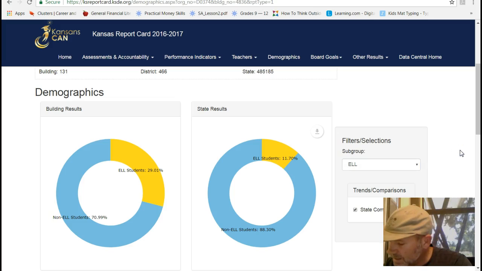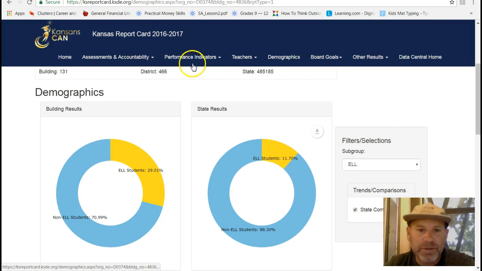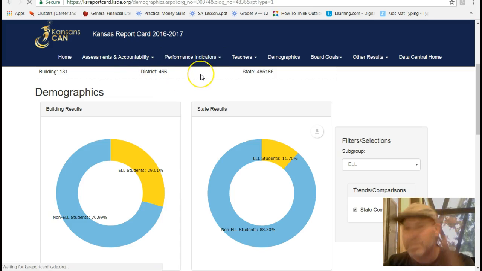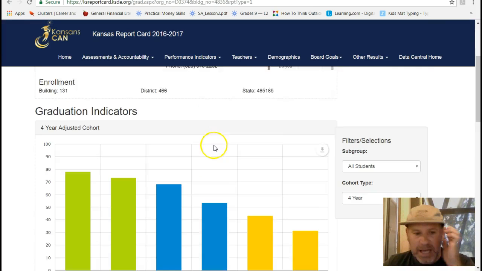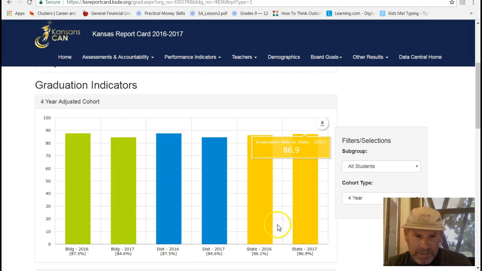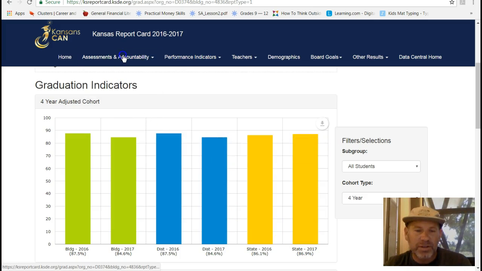Let's see, that about does it there. I always like to look at the performance, just real quick. I know this wasn't on there, but the performance indicators, I think as far as graduation, we're just right there with the state on the graduation. Here's our building in 2017, 84.6, state 86.9, so just a little lower.